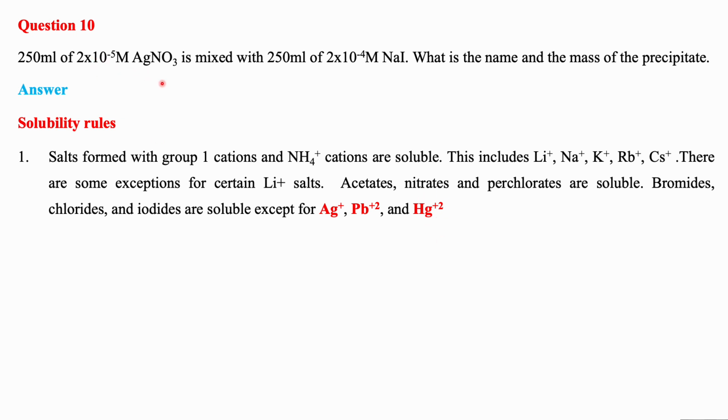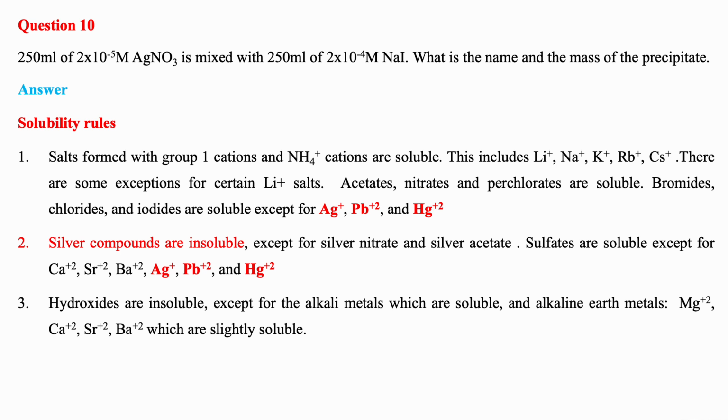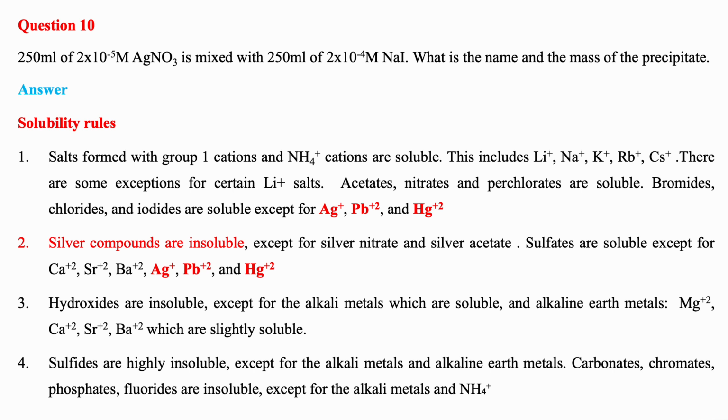Remember, in this compound you have the silver nitrate, so we can see that silver, if it is combined with this ion, is not going to be soluble. We also have the iodide. They are saying acetate, nitrate, and perchlorate are soluble. Bromide, chloride, and iodide are soluble except with silver, so that means silver iodide is not soluble. Silver compounds are insoluble, except silver nitrate and silver acetate. Sulfates are soluble except for this one. So depending on the solubility rules, you can know if the compound is soluble or not.